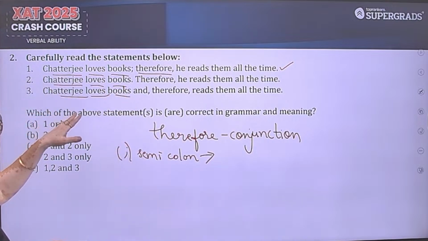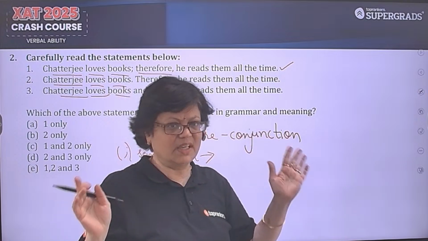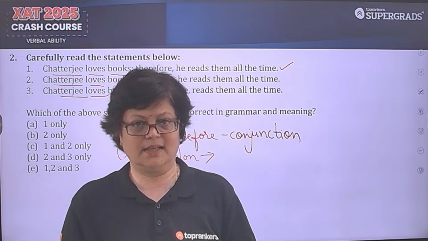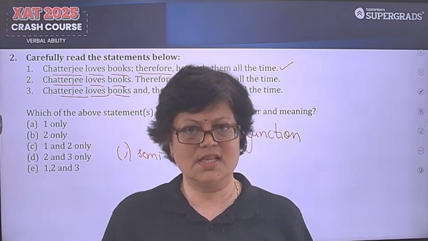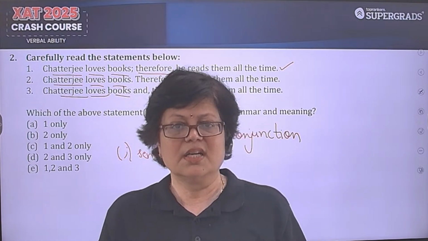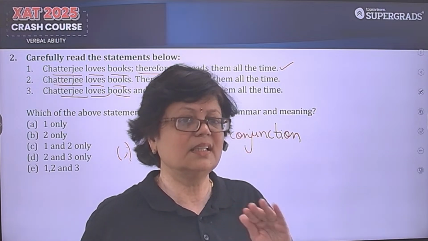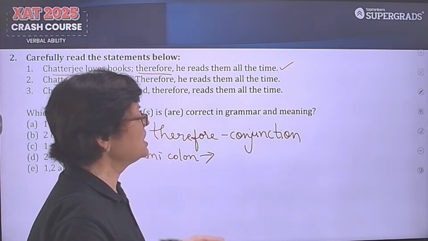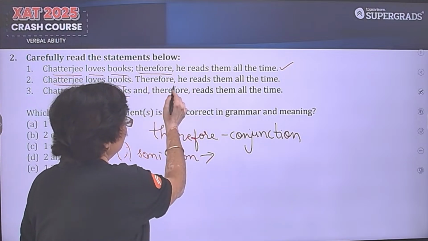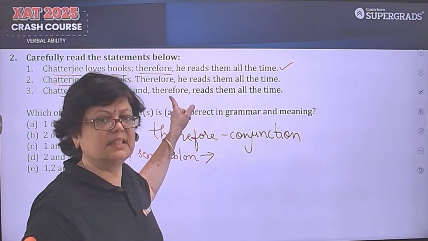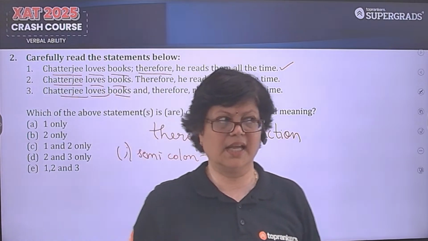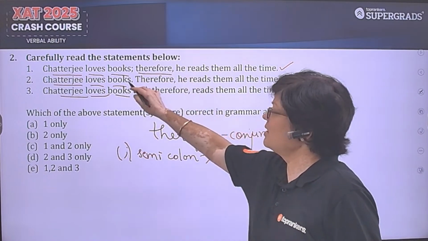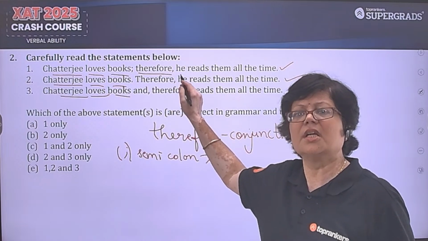In this, what you find, the clauses, since they were independent already, have now been given the form of a complete sentence, right? Coordinating clauses, those which can stand on their own. The one clause doesn't depend upon the other. This is again the rule of grammar. Chatterjee loves books, full stop. Then another thought, after full stop, therefore, comma, this is the conjunction. He reads them all the time. So this is also grammatically correct because the two clauses have been broken with the help of this full stop.